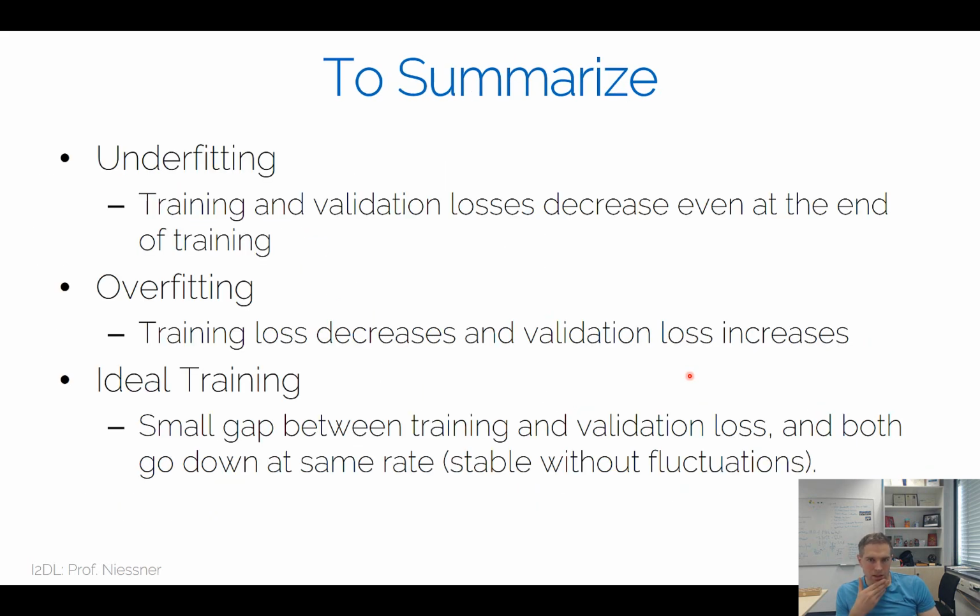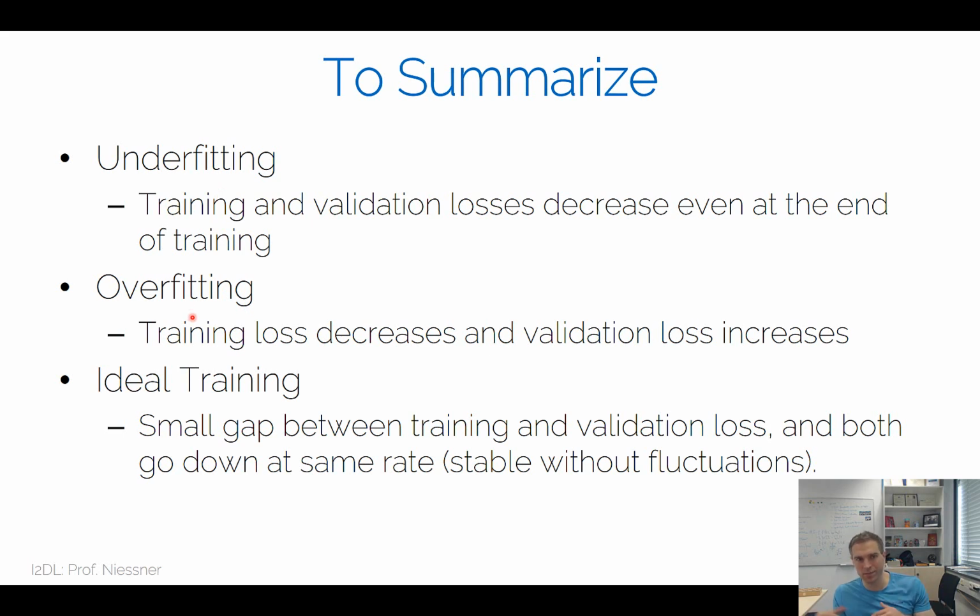All right. So if we're summarizing this, what did we talk about? We talked about underfitting, where training and validation losses decrease even at the end of the training, but we didn't train that much. But underfitting could also mean that they actually converge, but the model is not large enough. So if your model is too small, then your loss doesn't go down enough, but they still do converge and they don't go down anymore, right? Underfitting could mean both.